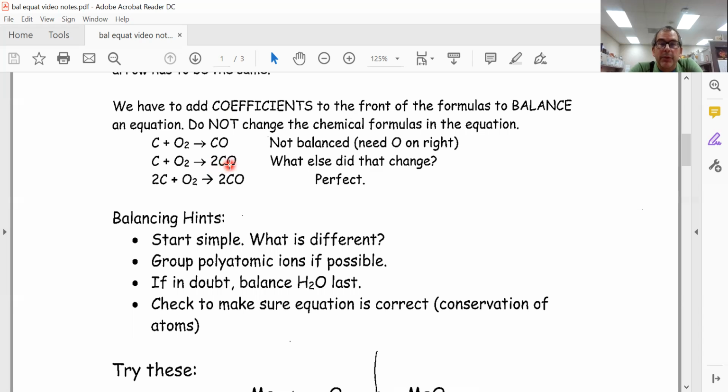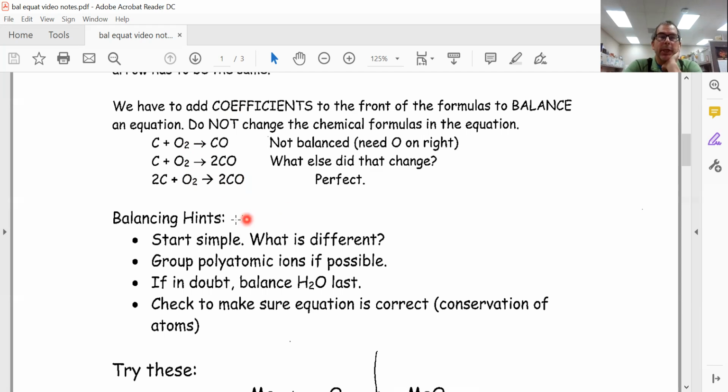So if I have 2 molecules of CO, I have 2 atoms of O, and I have 2 atoms of O right here. But now I have 2 atoms of carbon, so I have to put a 2 in front here. This is now a balanced equation. 2 carbons on the left, 2 carbons on the right. 2 oxygens on the left, 2 oxygens on the right. Notice the number in front, a coefficient, means all the elements behind it get multiplied by that number. Okay, so that is the balanced equation for this.